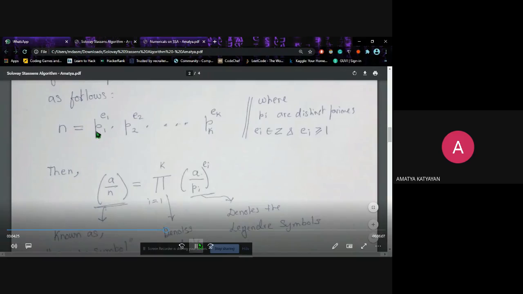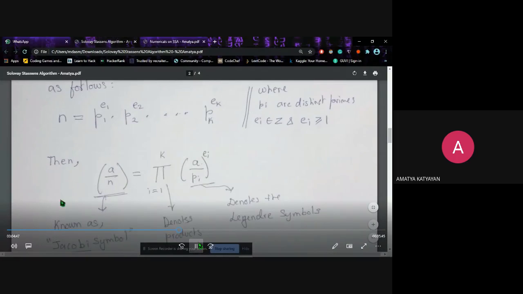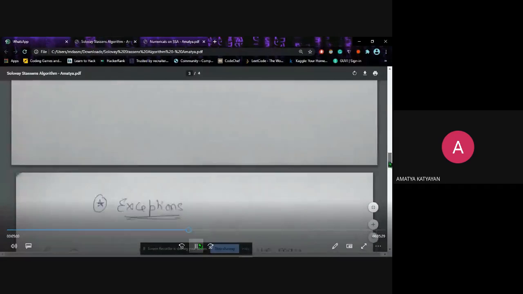So n can be written as a product of prime numbers. For example, suppose n is equal to 15. 15 can be written as 3 into 5, so you can write 15 as 3 raised to 1 into 5 raised to 1. So these are your prime numbers, and n is equal to p1 raised to e1, p2 raised to e2, and so on up to pk raised to ek. All this has been discussed before. So basically, you can break down your Jacobi symbol as a product, over i equal to 1 to k, of your Legendre symbols raised to ei. This has been discussed in detail in the other videos.